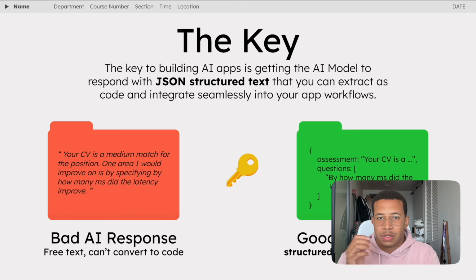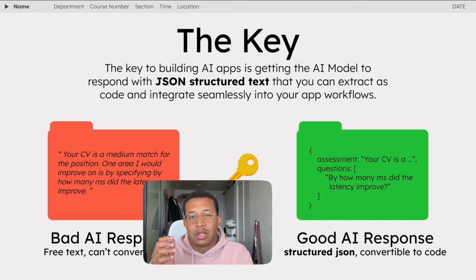So in our CV Maxer example that we're going to build, a bad response we'll get back from the API is just plain text like, "Your CV is a medium match," and so on. "One area I would improve on is so-and-so." This is not a good format to have because it is free text. We're not going to be able to convert this to code or to actionable workflows that we'll observe in a user experience. On the other hand, a good AI response is having the AI come in as text, but the text is structured like this JSON object that you see, right? So we have the opening bracket and then the first key, which is the assessment. And then we have this questions array.